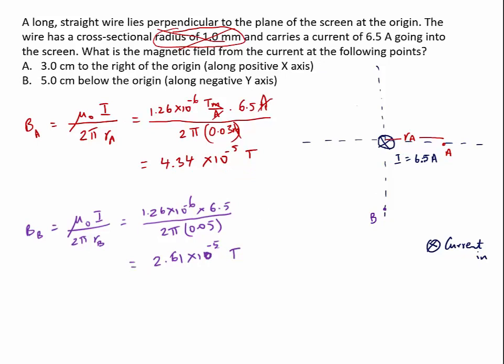The value is smaller because I'm farther away from the wire, and because the distance is in the denominator, the farther I am, the weaker the magnetic field is going to be, which also makes sense. The wire is where the current is, so the farther you are from the current, the influence of it is going to be weaker.